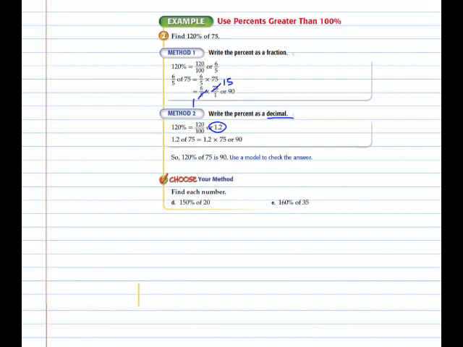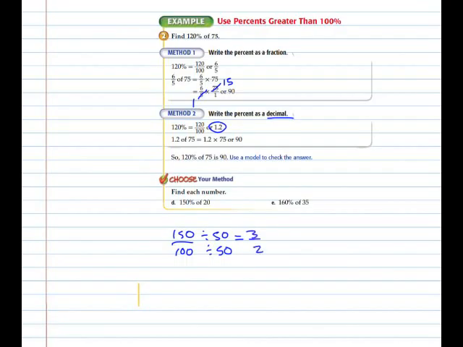Example D, 150% of 20. We're going to write 150% as a fraction. We're going to divide both of those by 50.